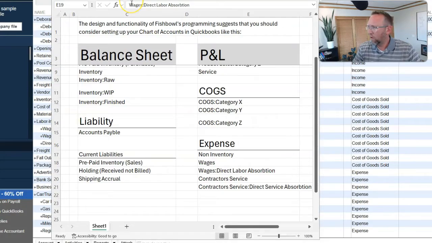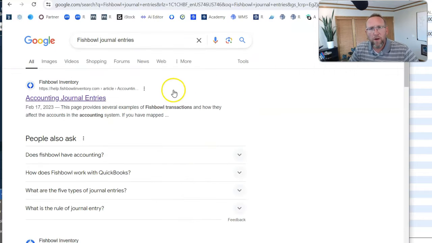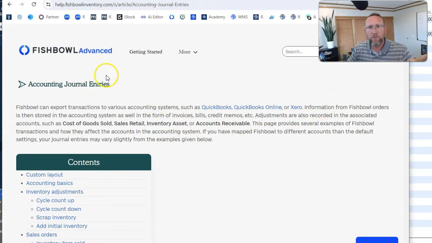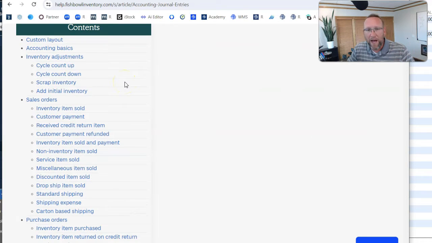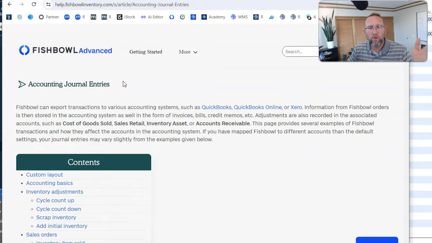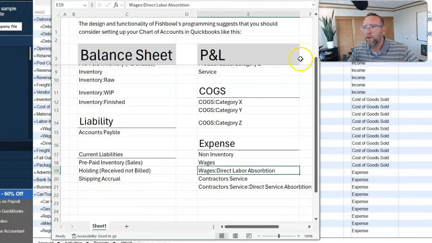If you want to know, or at least get started in the process of understanding how Fishbowl communicates or wants to communicate with your chart of accounts in Fishbowl, Google Fishbowl journal entries. This is a great resource that chronicles all the different journal entries Fishbowl will send over to either QuickBooks Online or QuickBooks Desktop. It's very thorough. Google Fishbowl journal entries. So yeah, let's take a look at labor for a second.